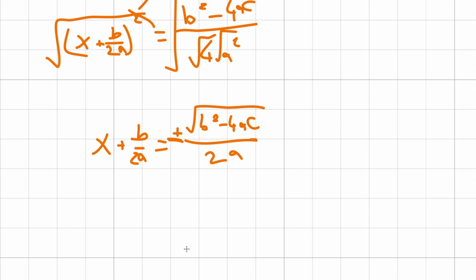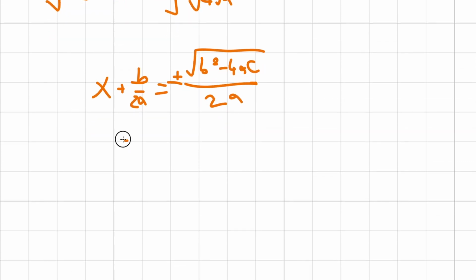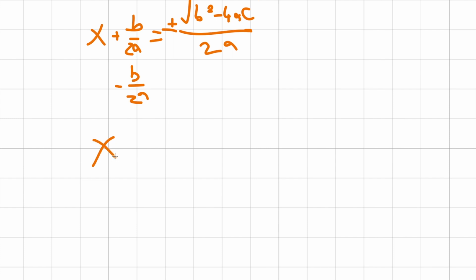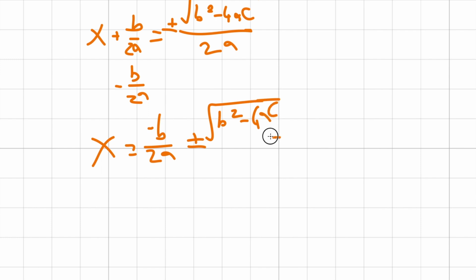Now let's finish this off by subtracting b over 2a from both sides, and then we get x is equal to negative b over 2a plus or minus the square root of b squared minus 4ac all over 2a. And of course we can simplify this.